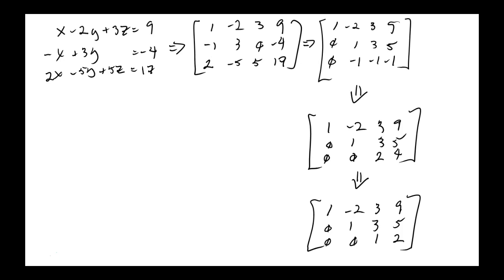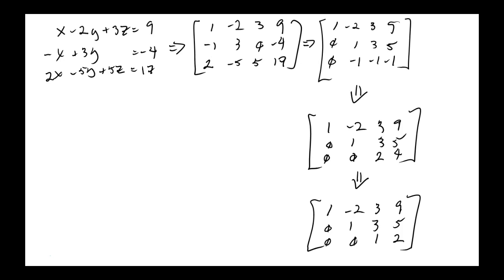Number 2, for each row that does not consist entirely of zeros, the first non-zero entry is a 1. Sure enough, we got it here. We can have multiple zero rows, and if you had multiple, they'll all be at the bottom. But the first non-zero entry in any non-zero row has to be a 1, and those are called leading 1s.